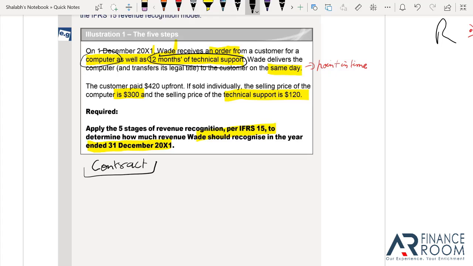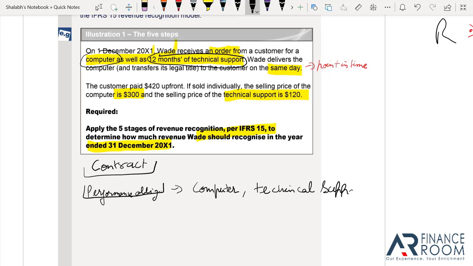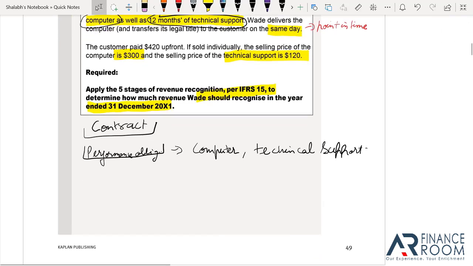Okay, the next point is P. P stands for performance obligation. Now what's the performance obligation here? It's a computer, one promise, and technical support, another promise. Technical support is another separate promise in that case. So these are two performance obligations.